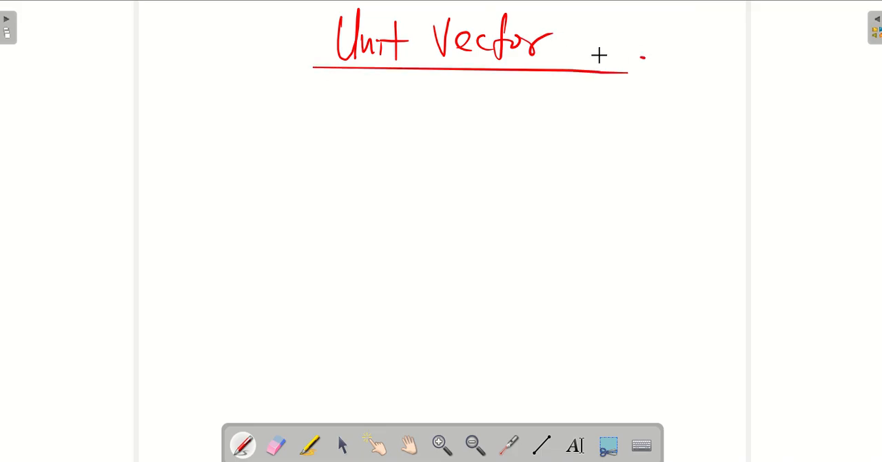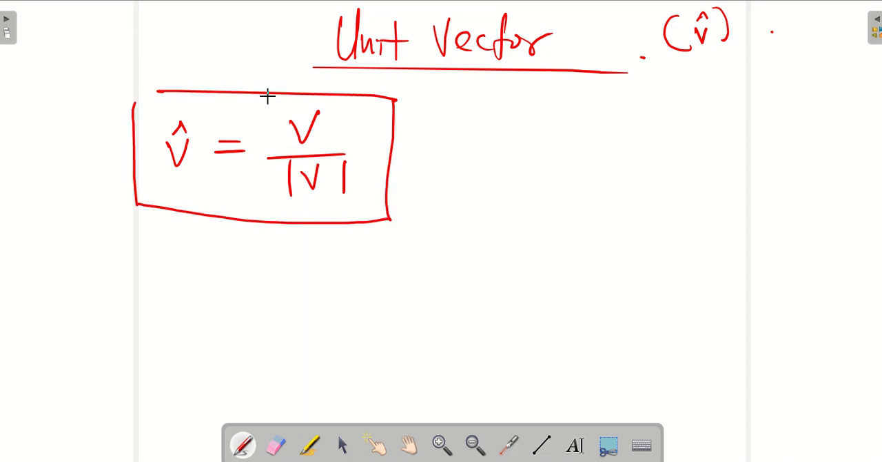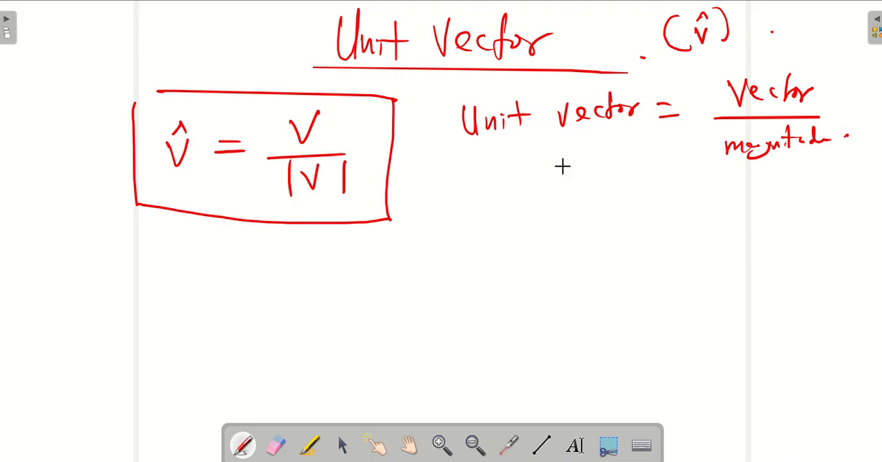The unit vector of any vector is given as v hat. V hat is given as what? The vector itself over the magnitude of the vector. This is the formula. Unit vector is equal to vector over magnitude.